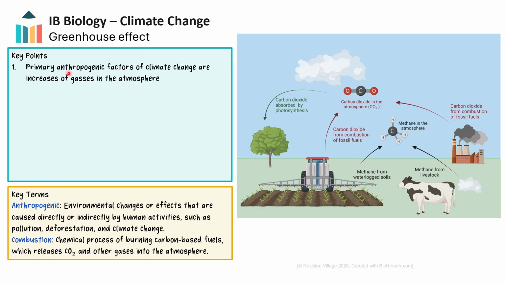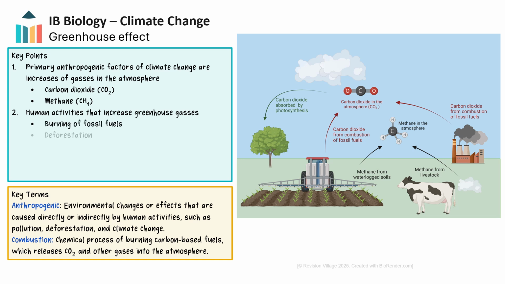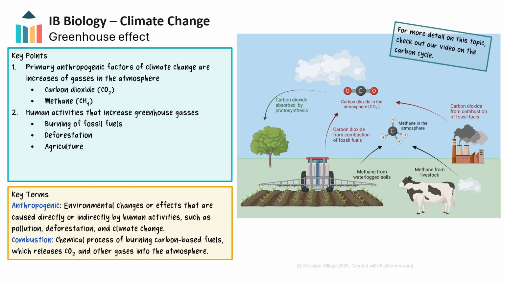The primary anthropogenic, or human-caused, factors driving climate change are the increases in atmospheric concentrations of carbon dioxide and methane. Human activities that increase the concentration of these greenhouse gases in the atmosphere include burning fossil fuels, deforestation, and agriculture. Burning of fossil fuels releases the carbon stored in hydrocarbons, as they combust with oxygen to form CO2. Deforestation removes plants that absorb carbon dioxide through photosynthesis, while agriculture releases methane from methanogenic bacteria that live in oxygen-poor environments like the digestive systems of livestock, as well as waterlogged soils and fields. Both carbon dioxide and methane are potent greenhouse gases that trap heat, contributing to the warming of Earth's climate.